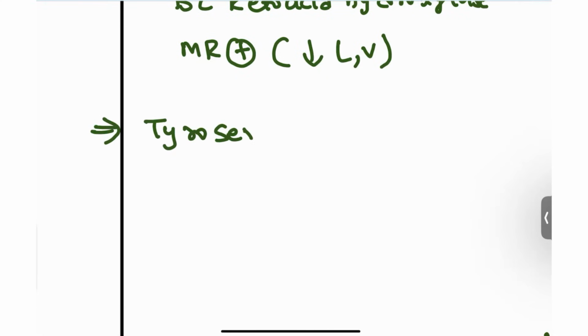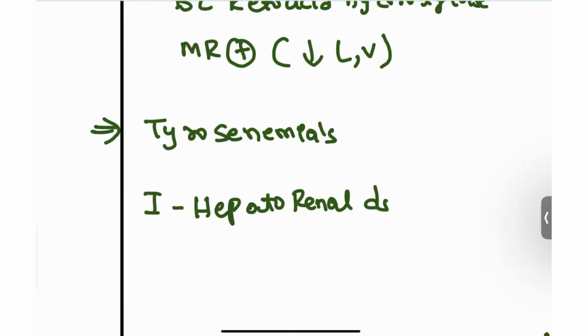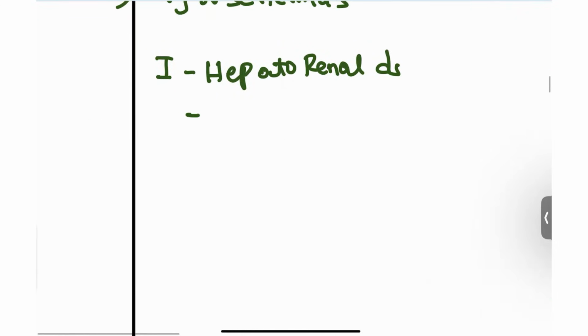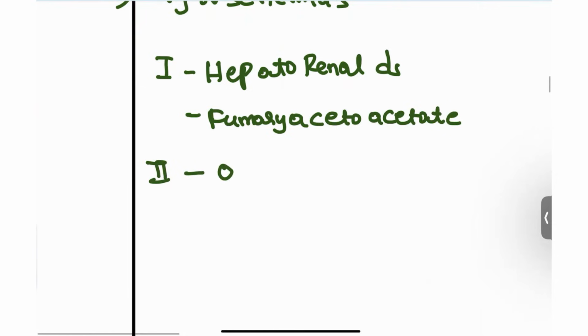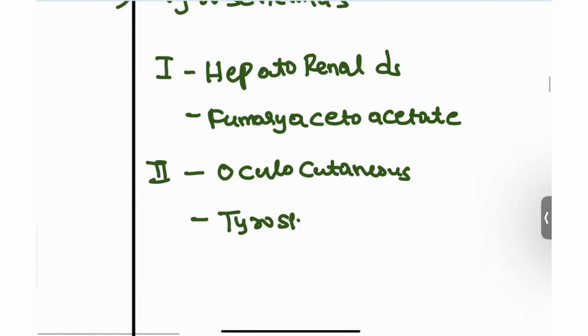Okay, tyrosinemias. What are the tyrosinemias, guys? Type 1 is the hepatorenal syndrome. Type 1 is the hepatorenal disease or syndrome. This is deficient with fumarylacetoacetate. Type 2 is oculocutaneous, and it is classically associated with tyrosine transaminase deficiency.